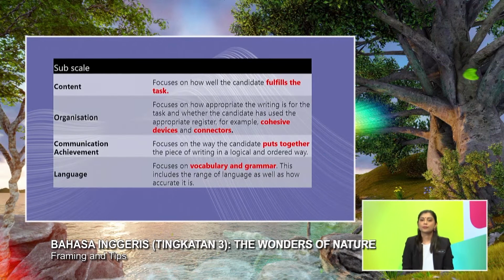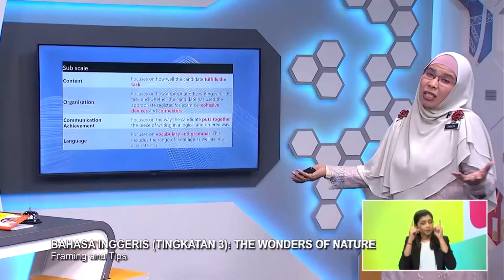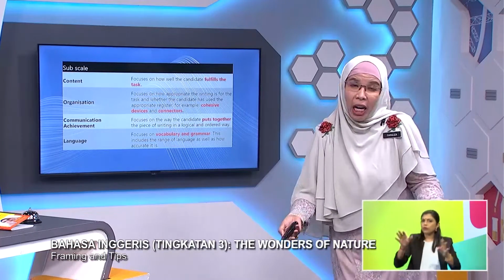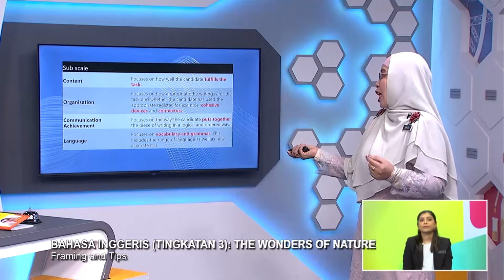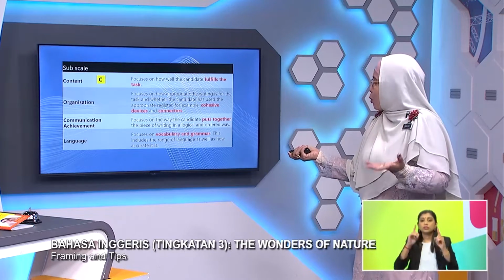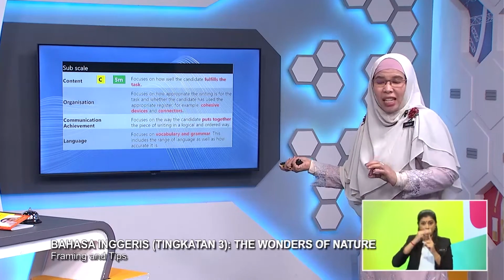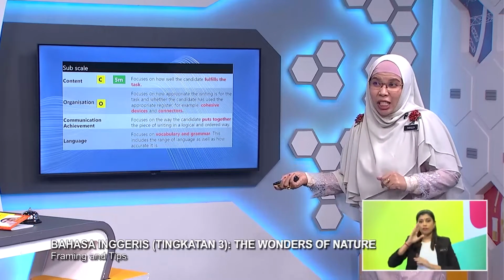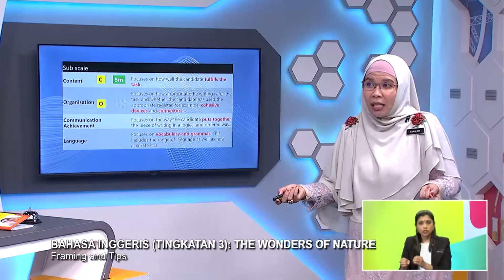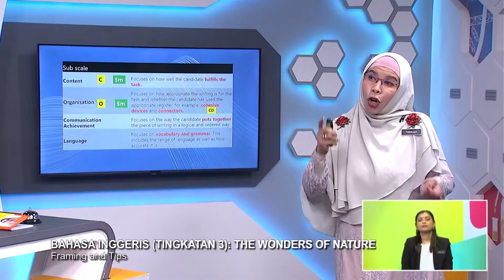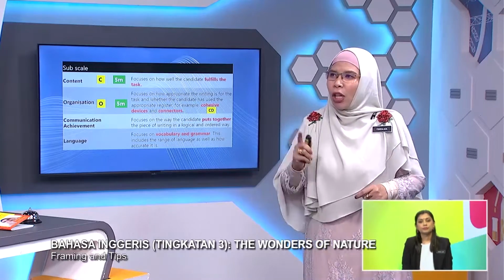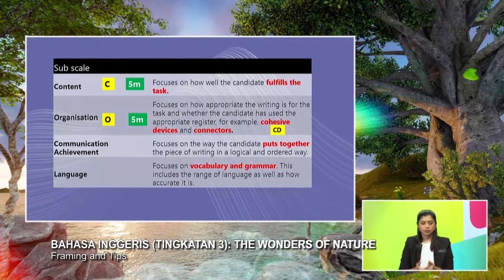All right, girls and boys, I'm sure everyone out there is aware of the requirements when it comes to marking. Of course, they should know the content, which is C, giving them 5 marks. They should know organization, O, which also gives them 5 marks. And when you look at organization, Sean, it's all about cohesive devices and linking words.